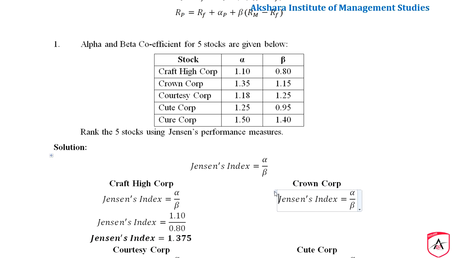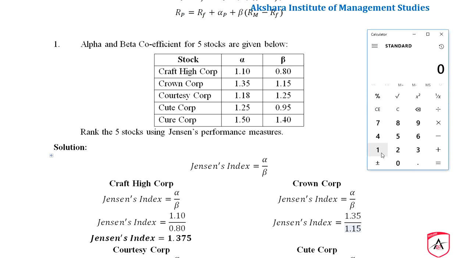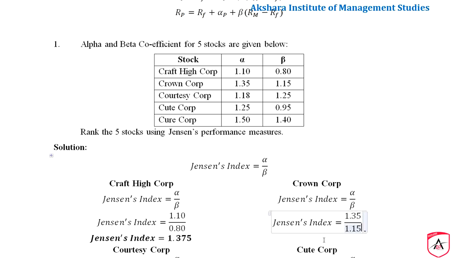Similarly we shall calculate the values for Crown Corp. Alpha is 1.35 and beta is 1.15. By using the calculator we shall simplify this. 1.35 divided by 1.15, so it is 1.173.